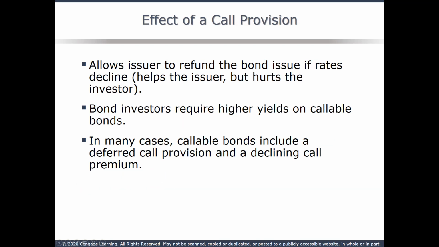Most bonds now have a call provision, which allows the issuer to recall the entire bond issue. This is good for the issuer, not good for the bondholder, so bond buyers would require a higher yield. Most callable bonds include a declining call premium and a deferred call provision. The call premium is the amount paid in addition to the face value to the holder to recall the bond. Frequently, the premium starts out as one coupon payment and declines over time. Many callable bonds guarantee that they cannot be called, say, for the first 5 years.